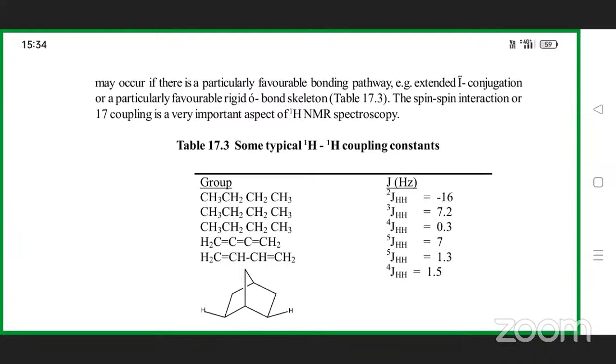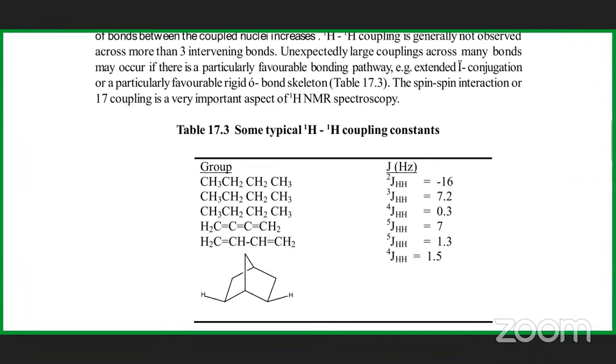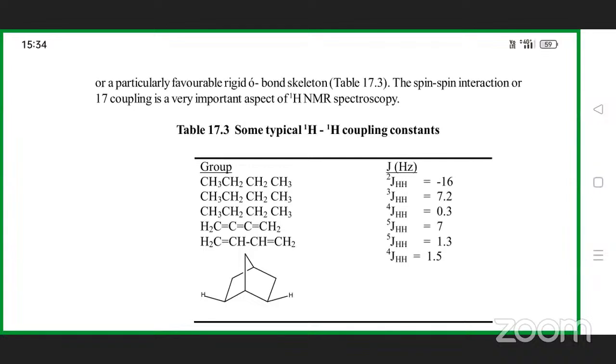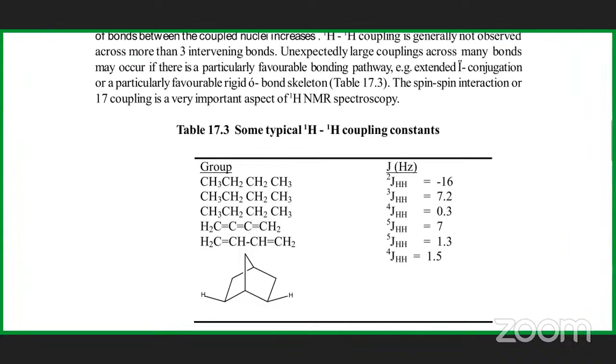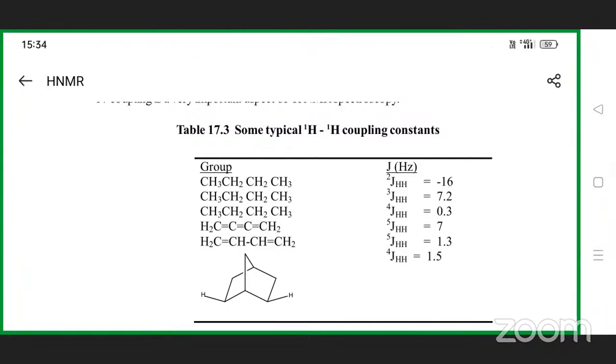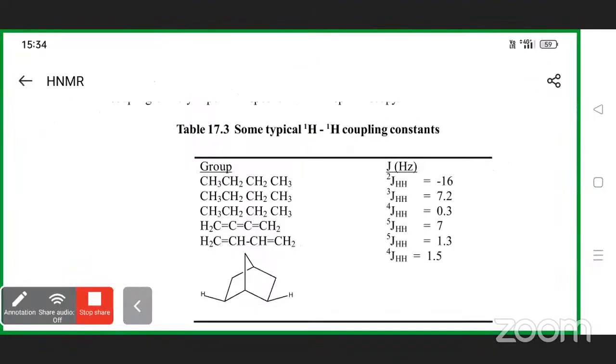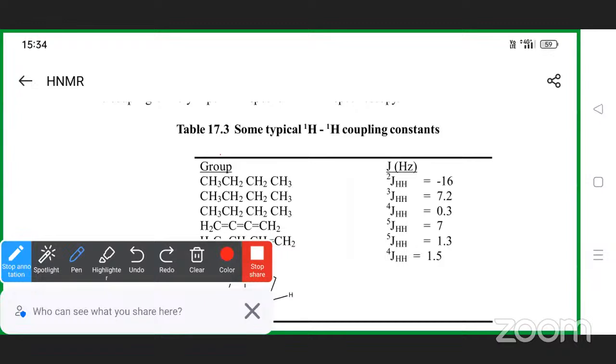Now you can see, for example, groups are given like CH3, CH2, CH2, CH3. This is n-butane. In n-butane, it is a symmetrical compound, so you get two signals here. You will get two signals for this n-butane, and the coupling constant, the gap between these signals, is J2 HH. The 2 means the intervening bonds. The 2 is nothing but intervening bonds. Intervening bond means the adjacent carbon.